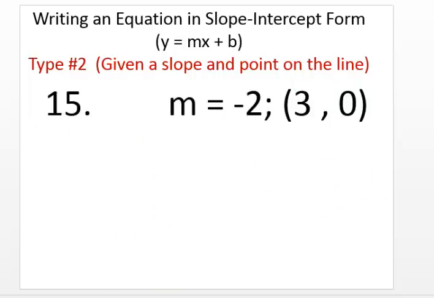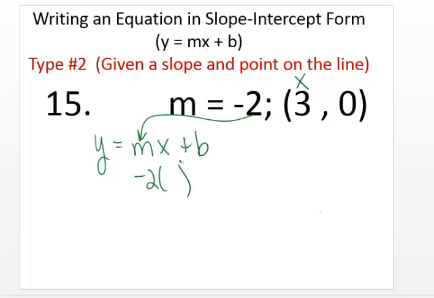So I'm substituting the b in and the m for my final solution. Here's another example of this. So we have y equals mx plus b. I'm going to plug in negative 2 for my m. My x value is 3. And I don't know my b, but I know y is 0. So I'll plug 0 in here.